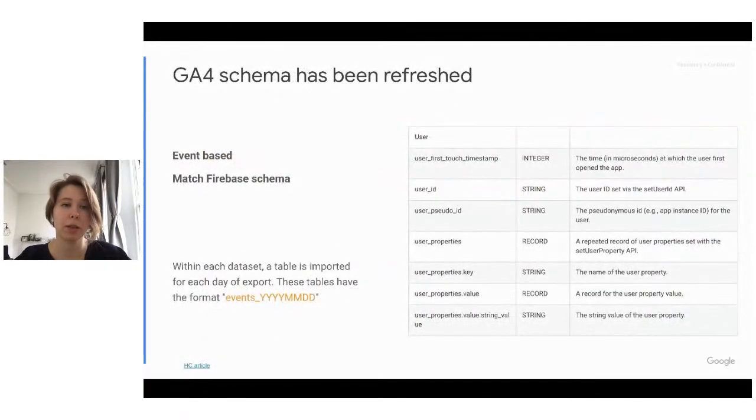Yeah, let's get to the next slide. And in terms of the GA4 schema, it has been refreshed, obviously. Now it's matching the Firebase schema. We do have a link, so if you would like, you can always familiarize yourself with the data structure for GA4. And similar to GA360, within each dataset, you will have a table imported. And the format would be events and the year, month, and day for the tables.